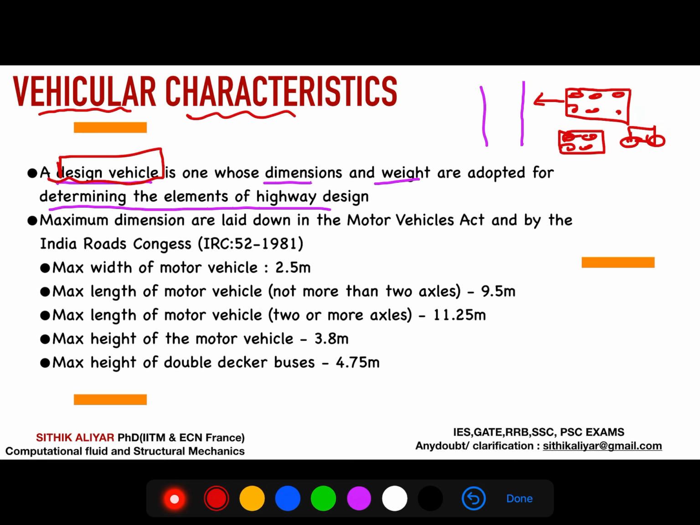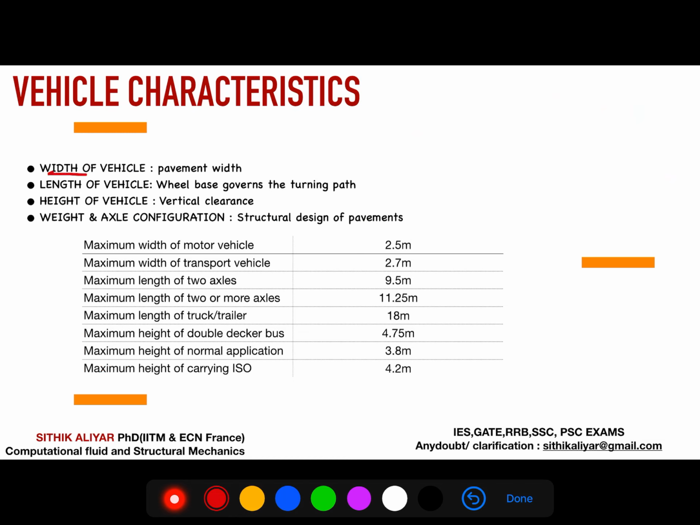Based on the vehicle's dimension and weight, the weight will come into the thickness of the pavement design, so don't confuse yourself. And the vehicle's dimension will decide everything of the road. First I will finish this one. The width of the vehicle will decide the pavement width. Consider this is the road. How much the width of the vehicle is will decide the total road width. And the length of the vehicle, we will see how in a few slides. The length of the vehicle will decide the turning path. There is something called turning path.